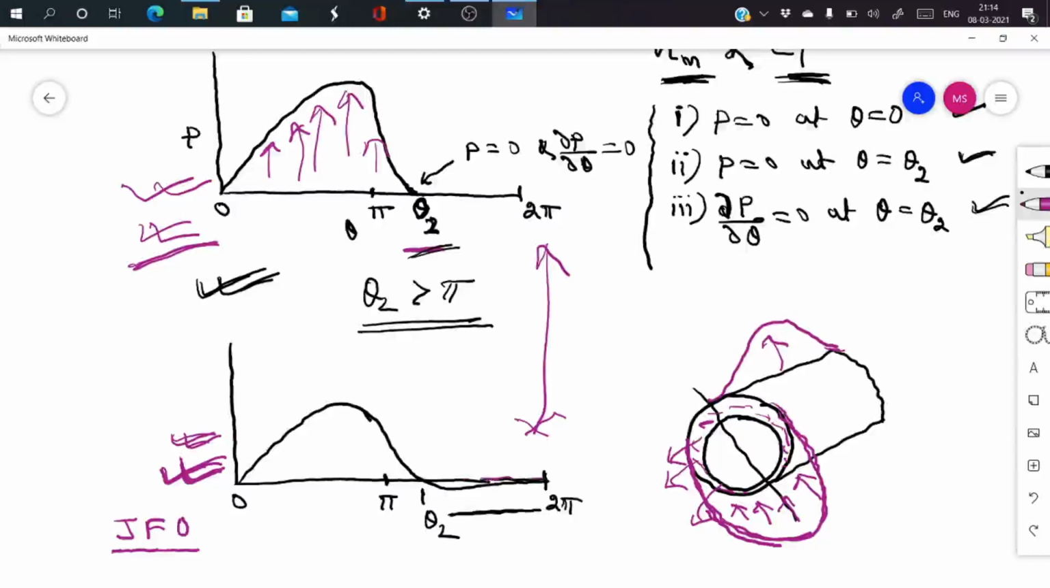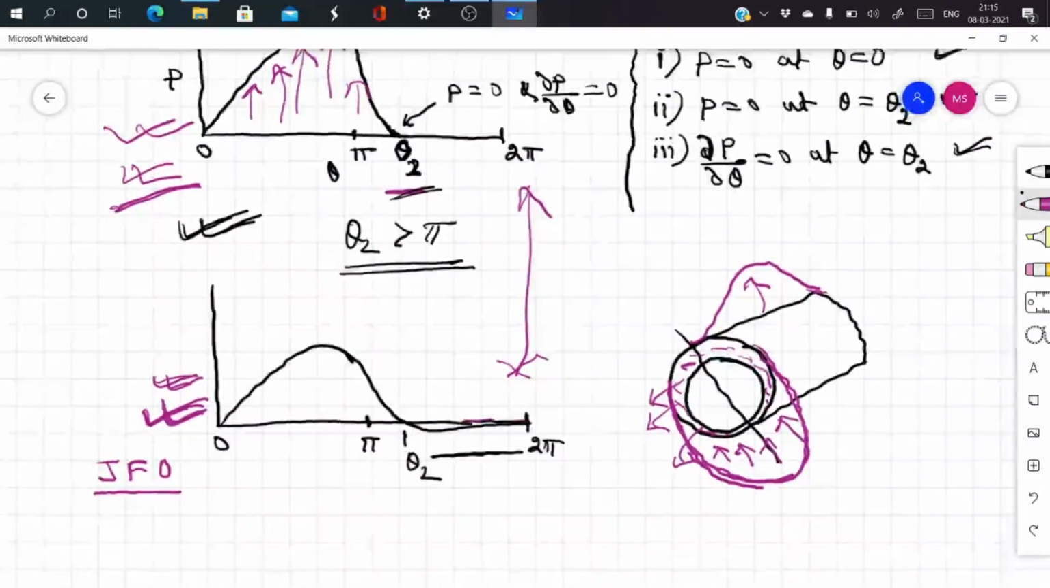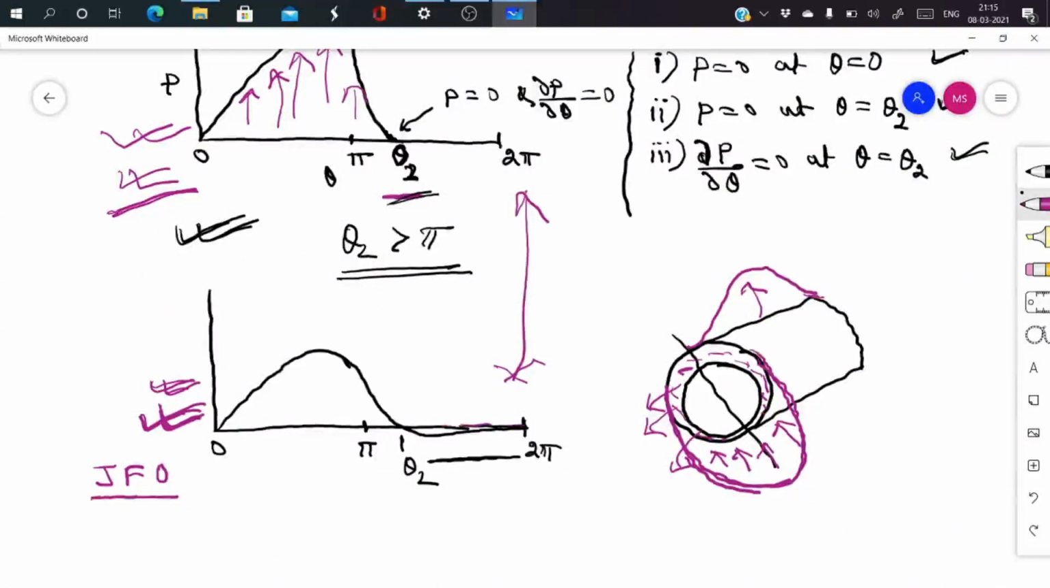So this is all about the infinite long journal bearing. Okay. You go through this, and if you have any doubt, then ask me in the next class.